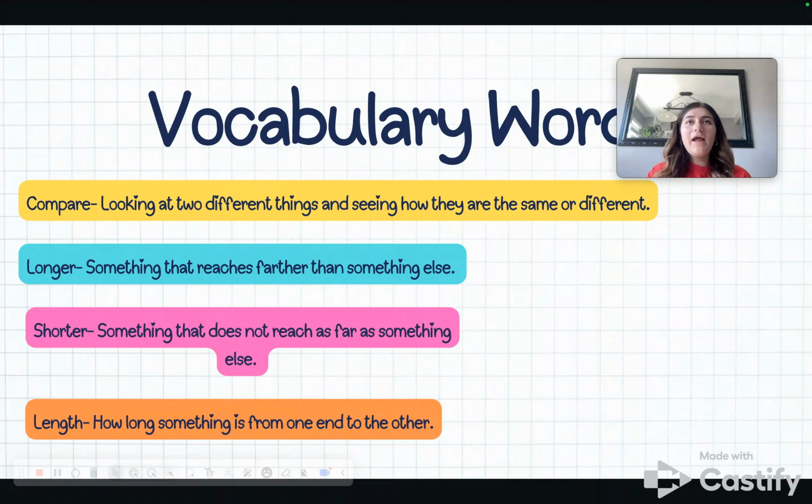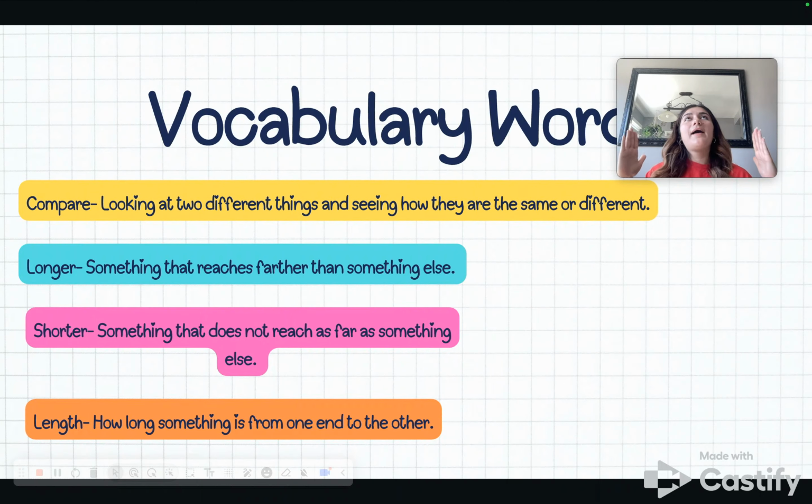So, I want to ask you guys, if you could use your hands like this and show me something that reaches farther than something else, something that is long, show me that on your hand, something that is longer. I'm seeing a lot of us holding our hands out really far.